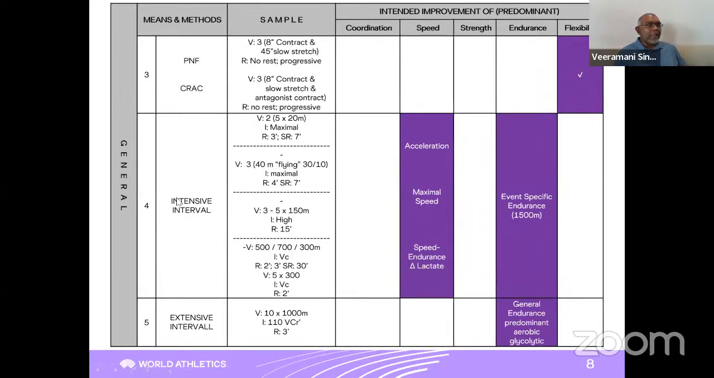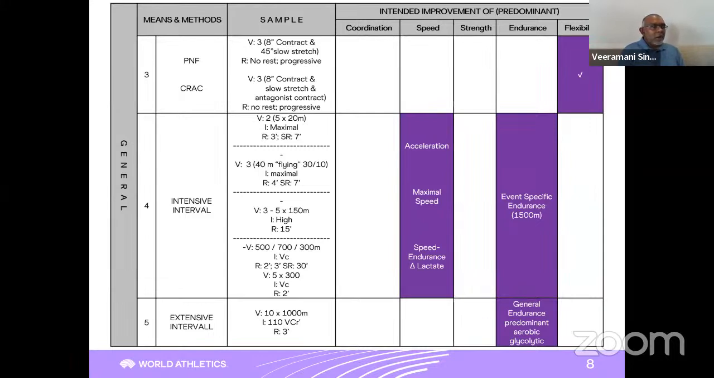Then we move on to intensive interval training, anywhere from acceleration all the way up to what we call speed endurance. When we're doing intensive interval training, effort is maximum. The rest is 3 minutes per repetition, 7 minutes for the set recovery. Flying 40 meters, or 40 meters run with flying 30, float 30, or ease off 30. So we can do that as part of preparation.